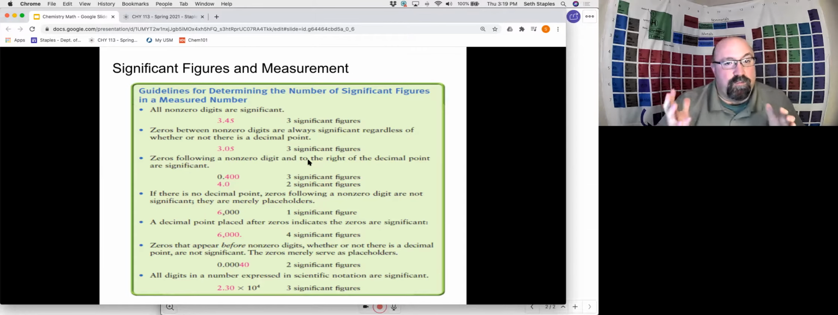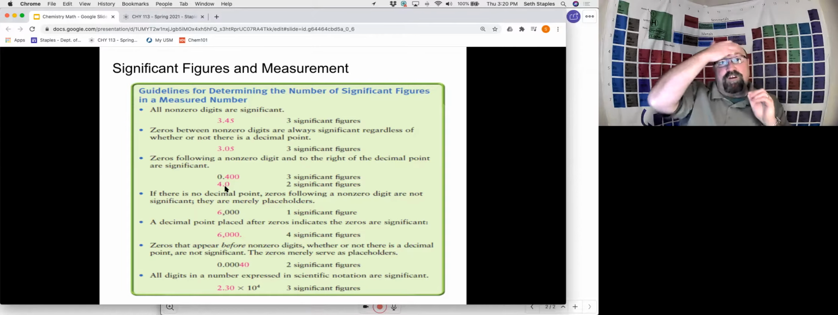A 0 before the decimal point may or may not be. But if you have a 0 to the right of the decimal point, following a non-zero, that's the key. If it's following a non-zero after the decimal point, that is significant. And so in this case, 0.400, these 2 zeros here, or this 0 here and 4.0, those are significant. And we have to count them when we're counting our significant digits. And if we had an answer that we had to report with that many significant digits, we would include these zeros.